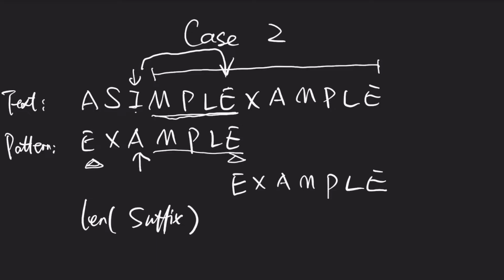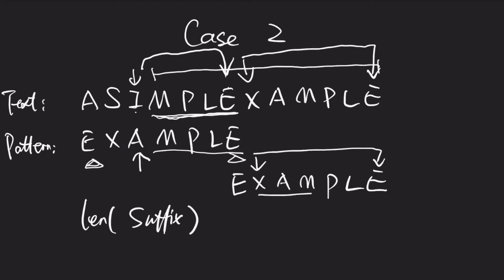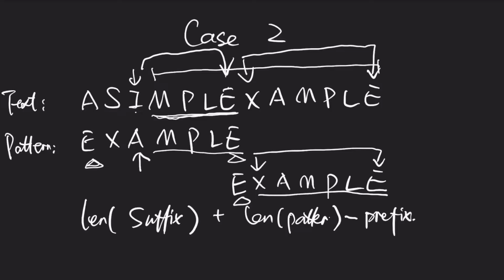If the mismatch index is here, the suffix length is pretty easy to calculate. And the next part is this part, from here to here. That is this part. And this part is the length of the pattern minus this one. And this one is the prefix that's the same as the suffix. So we need to have a helper function to calculate this prefix length first.